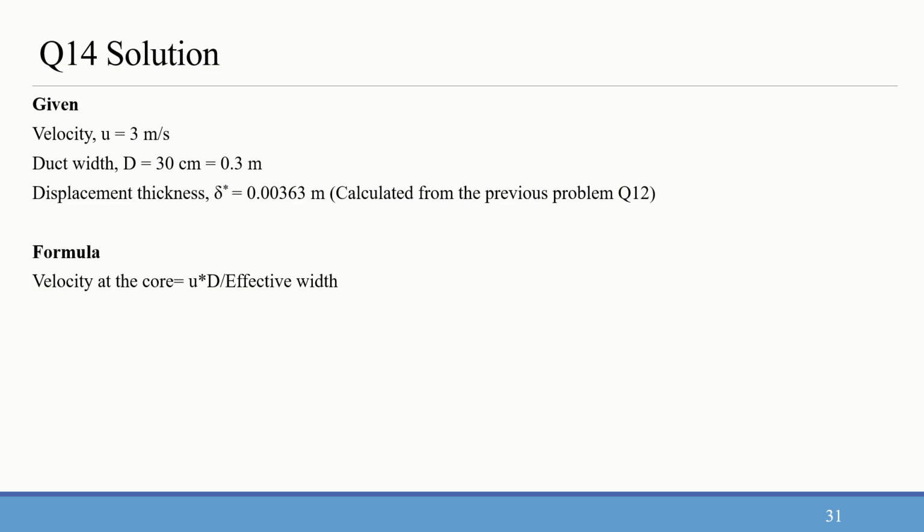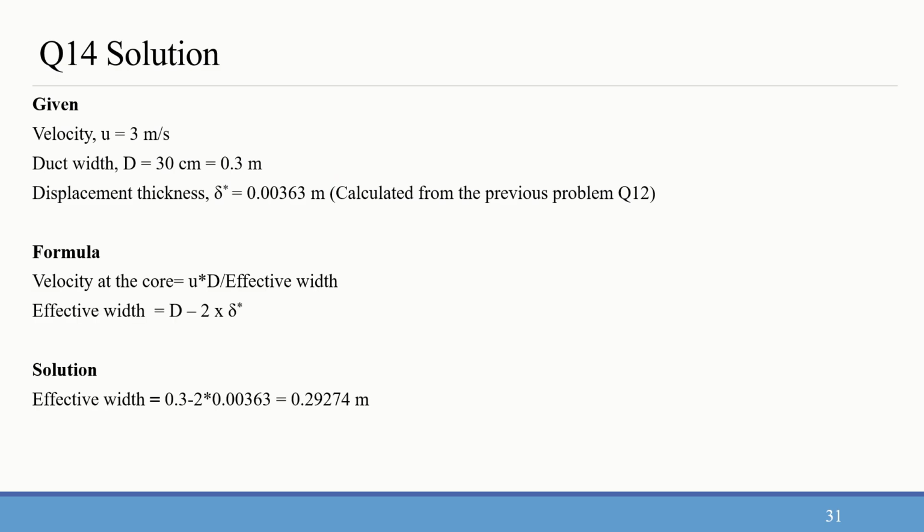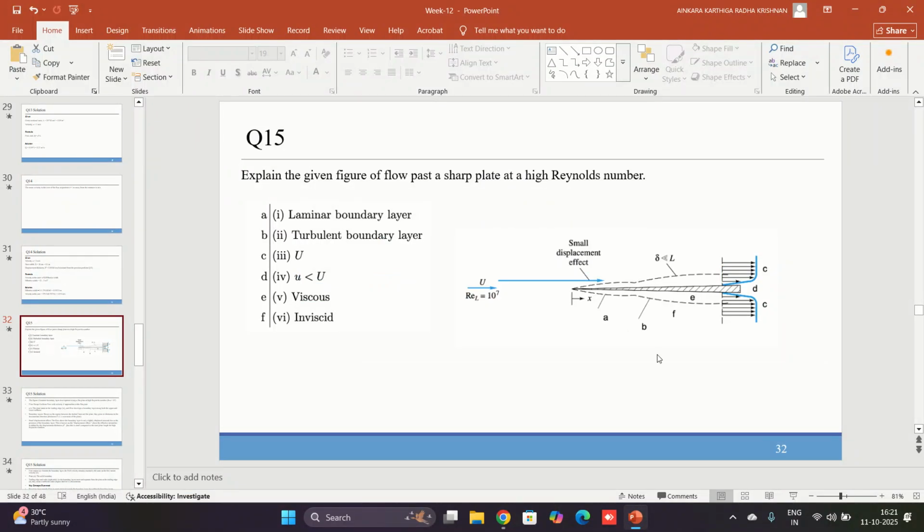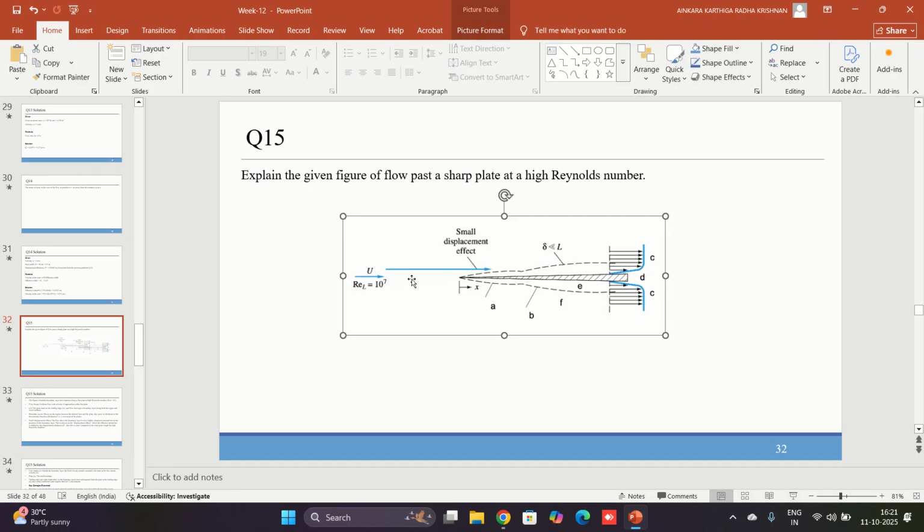I hope question 14 is clear enough. So now moving on to question 15, we have a figure actually. We don't require this, I guess. We are asked to explain the figure of flow past a sharp plate at a higher Reynolds number.